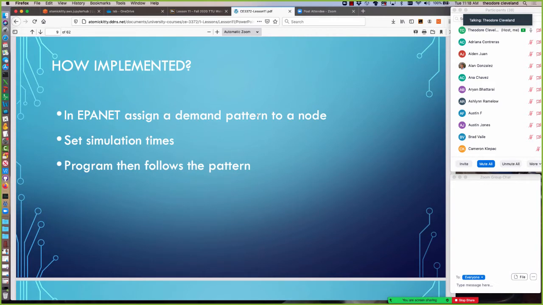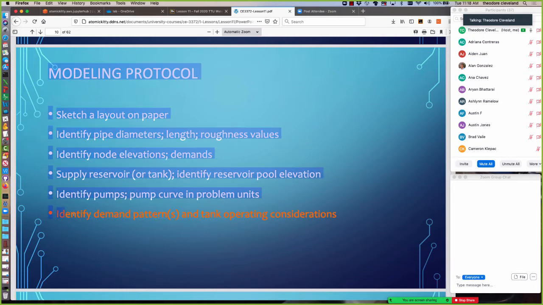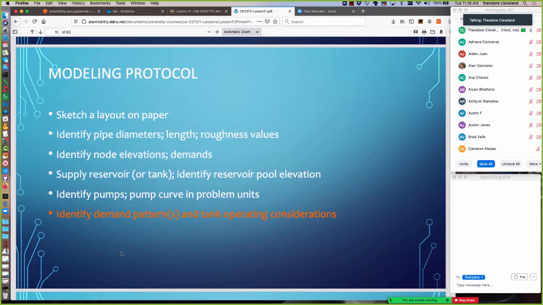And then once we establish a demand pattern, we can set simulation times, and this is where we supply both the time step, hourly pattern, if you will, and how long we want the simulation to run for, total number of simulation hours, and then the program will follow the pattern repeatedly until it gets to the end of the overall simulation time. And so to modify our modeling protocol for extended period simulation, we simply add this additional component, which is to identify the demand pattern and tank operating considerations.